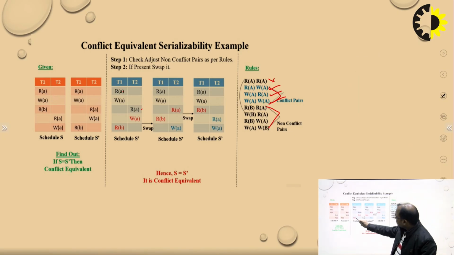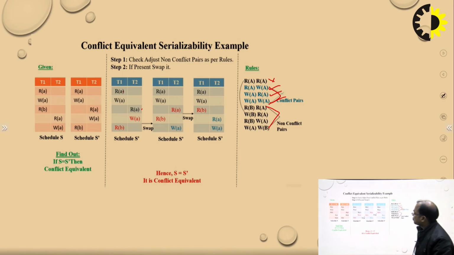So this is what we do: we just swap this to this. Then this is the first swapping. This is schedule S dash. Then again we can see that there is one more swapping over there.